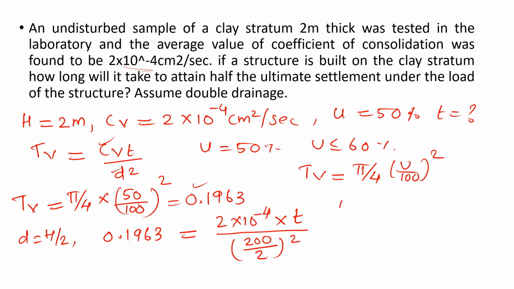From this equation we will get the time as 98150 seconds, or we can write it as 114 days, converting it into days. So it will take 114 days to attain half the ultimate settlement. This is a direct question; we just need to remember the equation for time factor and the equation connecting time factor and the degree of consolidation. Half the ultimate settlement means the degree of consolidation should be 50%. Only then will you get the settlement corresponding to half the ultimate settlement.